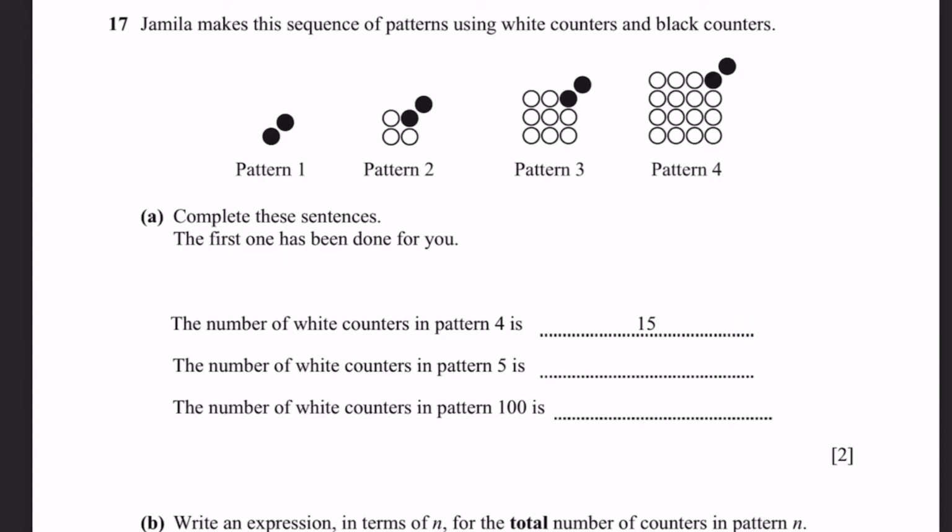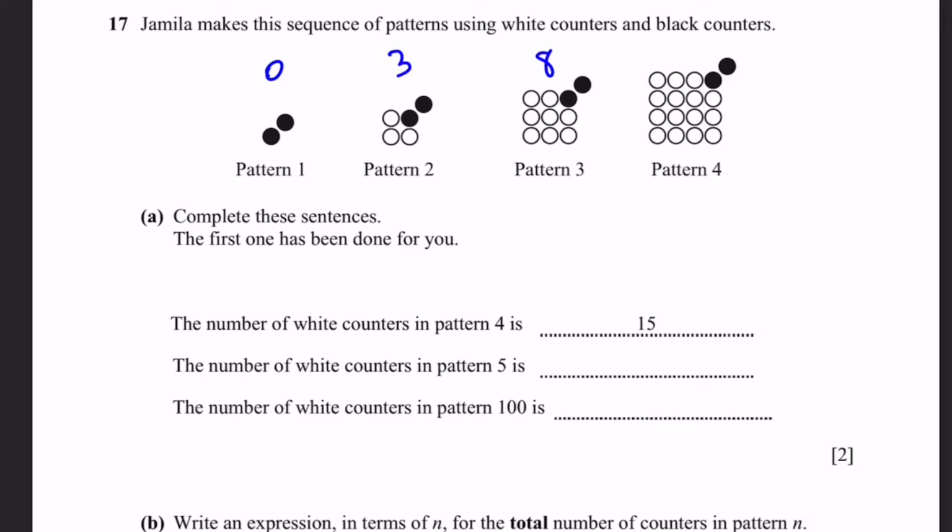Jamila makes this sequence of patterns using white and black counters. A. Complete these sentences. The first one has been done for you. The number of white counters in pattern 4 is 15. Now in pattern 5 and pattern 100 we need to write the number of white counters. We can see that in pattern 1 there's 0 white counters. Pattern 2 there's 3.